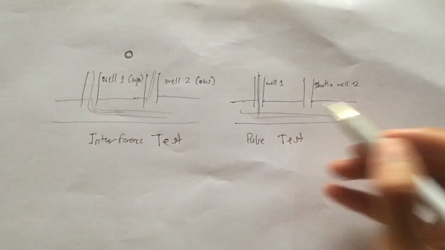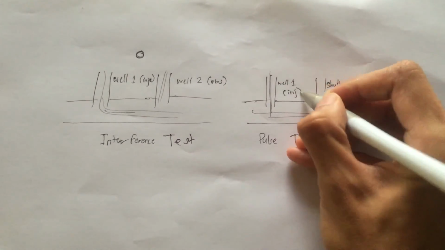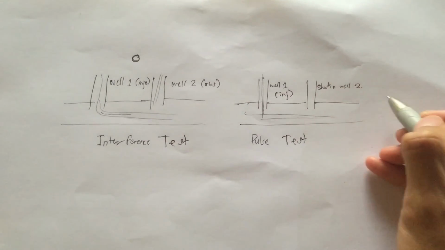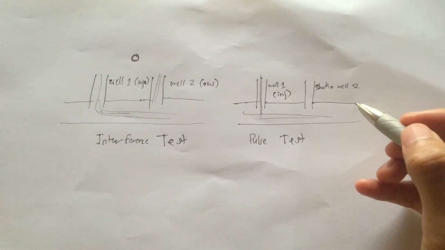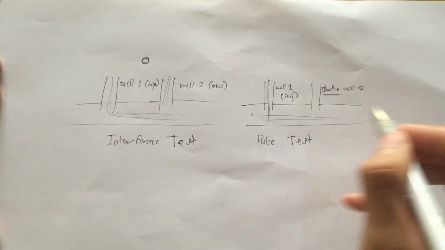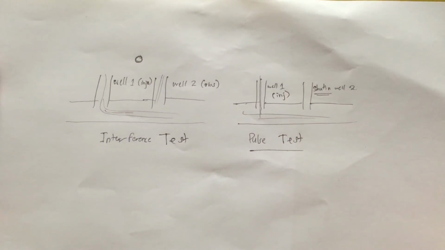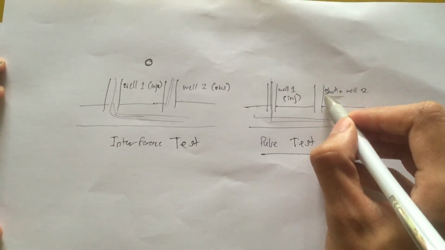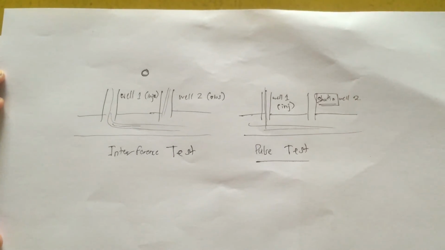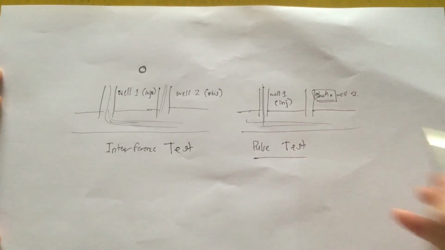And then we have the pulse test, where the first well is still the injection well and the second well is the observer well. But in this pulse test, there is a shut-in process. It is called a pulse test because of the shut-in process. This shut-in process opens and closes the well to check the pressure differences between the wells.